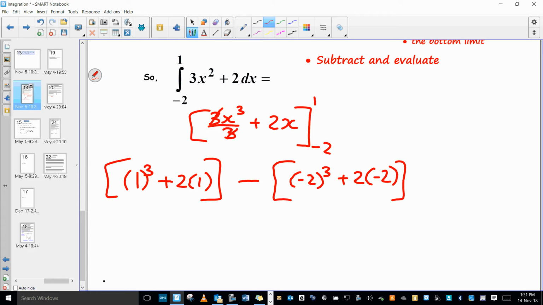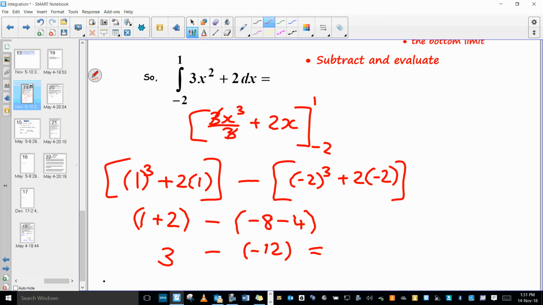So 1 cubed is 1 plus 2 lots of 1, which is 2. So our value there is obviously going to be 3. And then negative 2 cubed is negative 8, plus 2 lots of negative 2, which is negative 4. So we've got negative 8 take away 4. What's negative 8 take away 4? Negative 12. So we've now got 3 subtract negative 12. So it's going to be 13. Yeah, excellent, because our take away negative ends up adding it. So our value is 15.